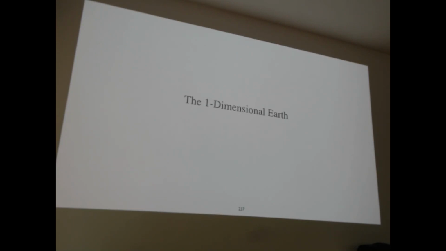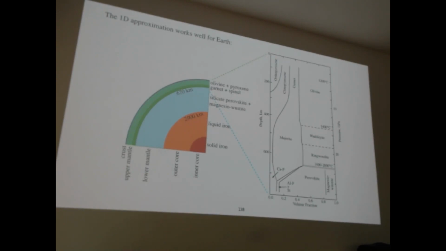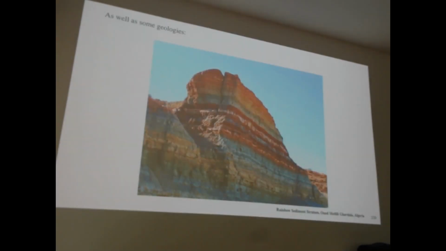So we talked about half spaces. What happens when you start to get layered structure in the Earth? I showed you this picture before. Layering works quite well in the Earth because the big changes in conductivity are driven by changes in mineral physics, and that's driven by changes in pressure and temperature, which tends to be radial. So the radial structure of the Earth is basically a one-dimensional approximation.